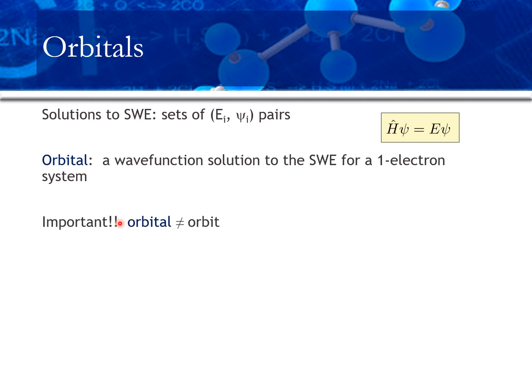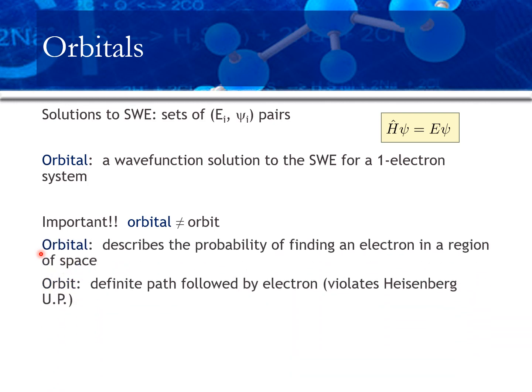It's really important to understand that orbitals are different than orbits. They're based on the same word root, and they come from the same etymological origin, but the meaning is very different. An orbital, remember, is a wave function. It describes the probability for locating an electron in a region of space, whereas an orbit gives a definite path followed by an electron, and that's not even a concept that's allowed in quantum mechanics because it violates the Heisenberg uncertainty principle.